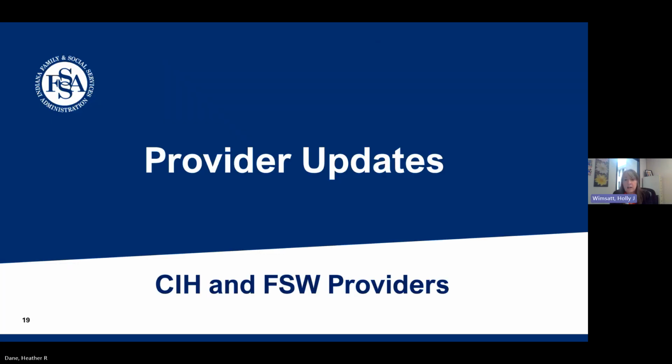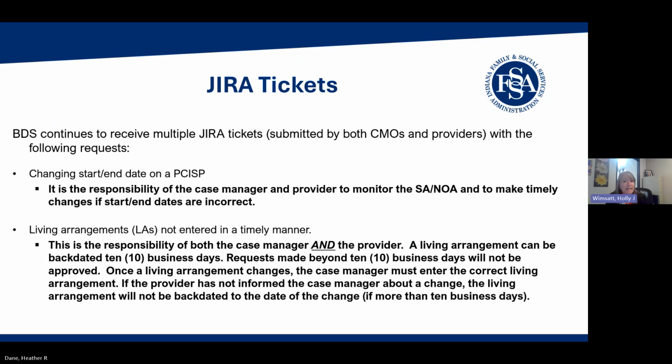All right. Now we have some updates for providers and case managers for the community integration habilitation and family supports waiver. We continue to receive multiple Jira tickets submitted by case management organizations and providers with the following requests, and we're going to talk through these. Changing the start or end date of a person-centered individualized support plan, or PCISP.